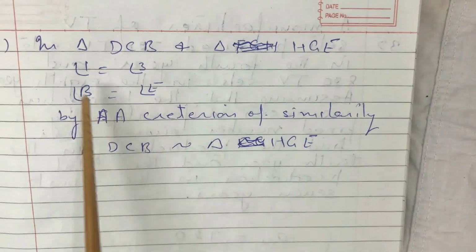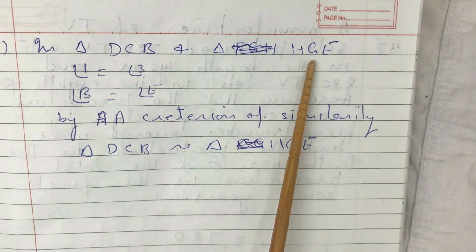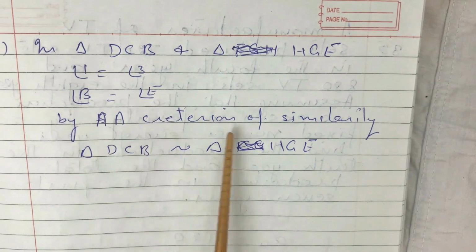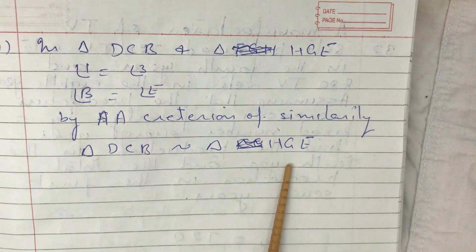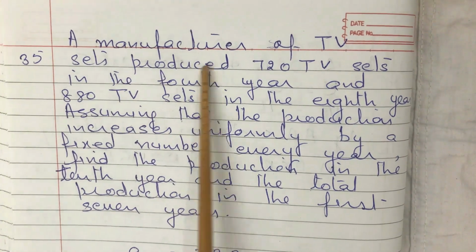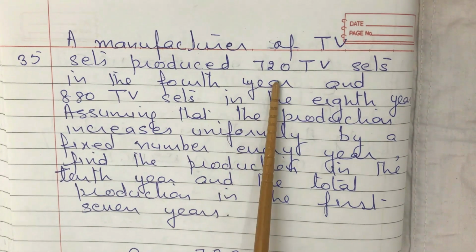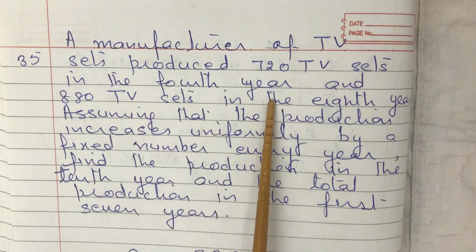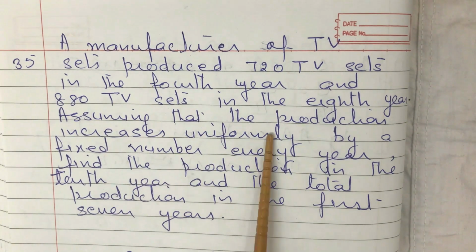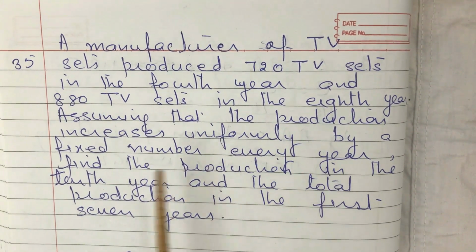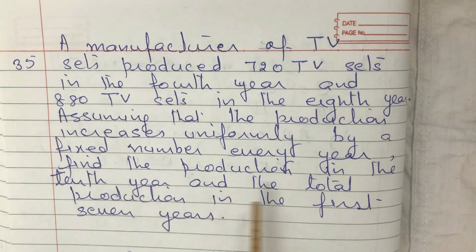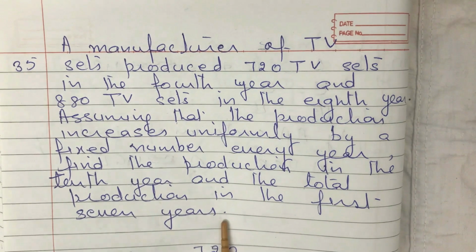So in triangle DCB and triangle HGE, angle 1 is angle 3, angle B is angle E. By AA criteria of similarity, both the triangles are similar. Now question number 35. A manufacturer of TV sets produced 720 TV sets in the 4th year and 880 TV sets in the 8th year. Assuming that the production increases uniformly by a fixed number every year, find the production in the 10th year and total production in the first 7 years.